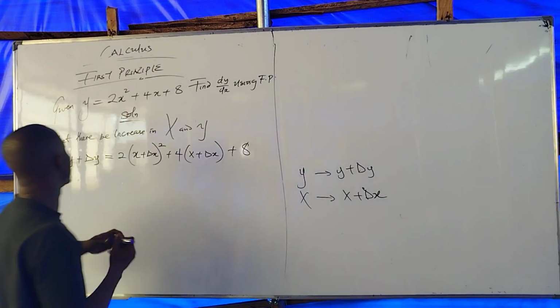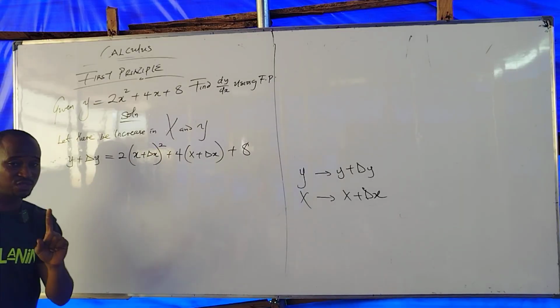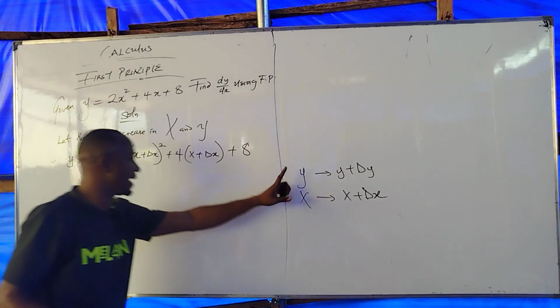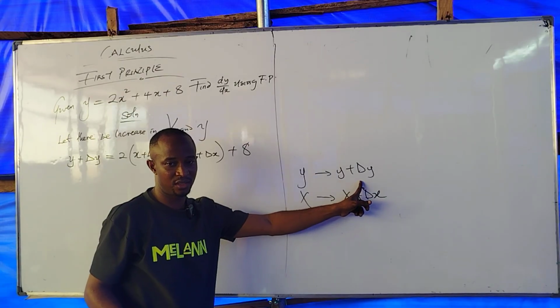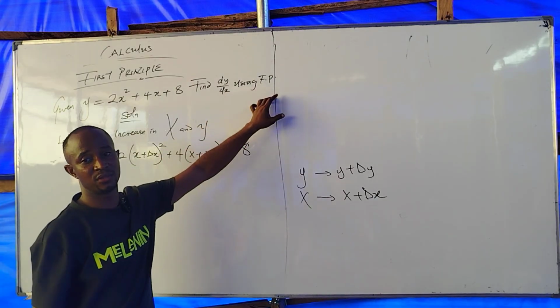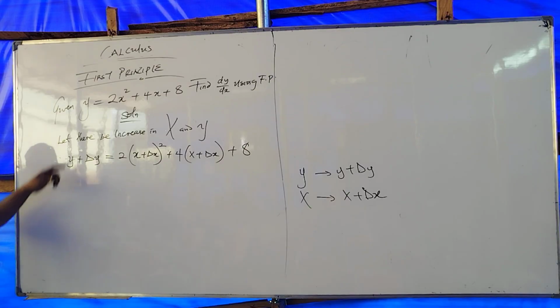So if you are given this to solve using your first principle, it means I have to apply the first condition. It means I have to increase my y. Anywhere I see y, I will replace it with what? Y plus delta y. FP means first principle. I just abbreviate it as first principle. Okay, so here becomes what now?